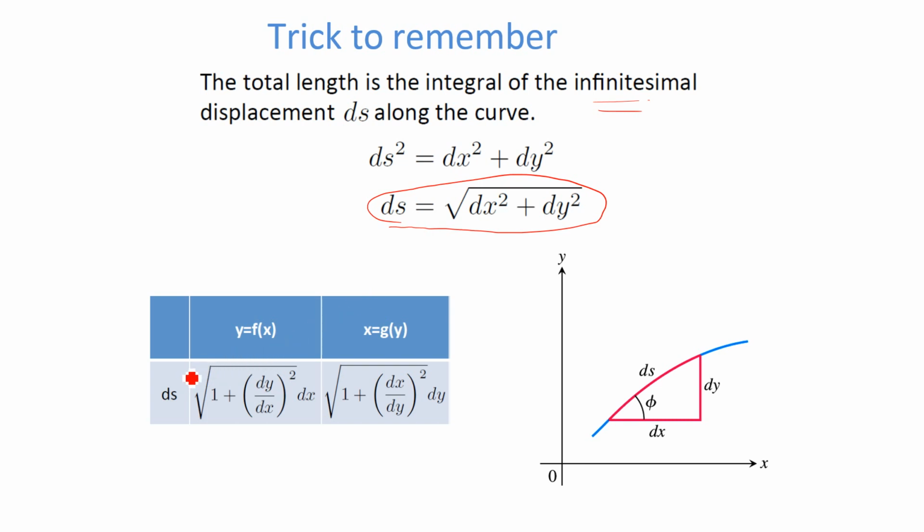So ds is equal to the square root of 1 plus (dy/dx) squared dx, if we have the function y equals f(x). And this is equal to the square root of 1 plus (dx/dy) squared dy, if we have the function in the form x equals g(y). So here we go, this is the result.